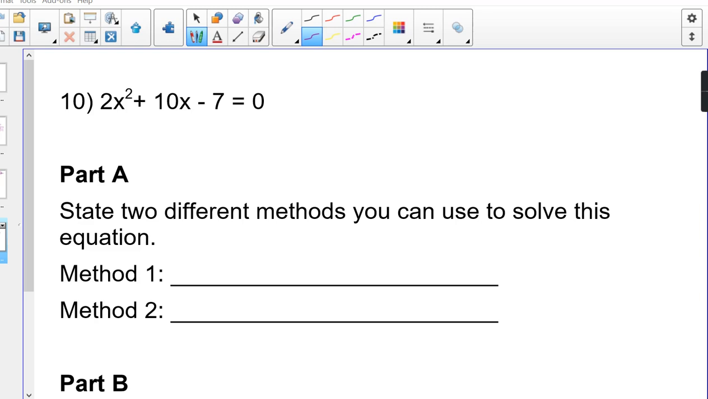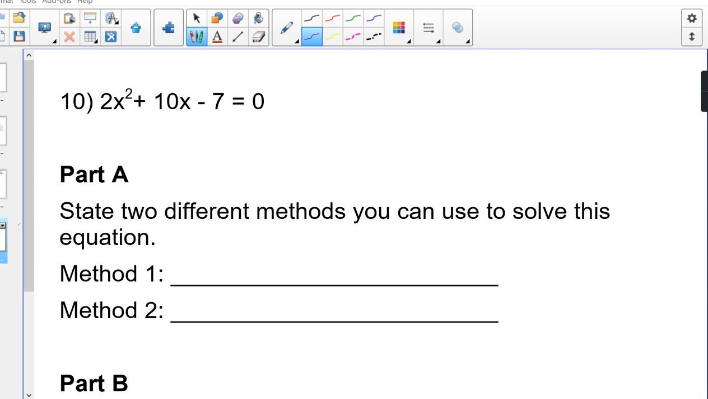Question 10. Here is your last question to prepare you for tomorrow's test. This does have two parts. It's a little bit longer than the others, but this is the last question. Okay, 2x squared plus 10x minus 7 equals 0.